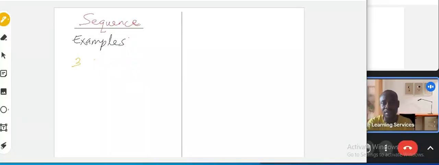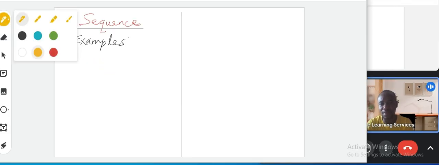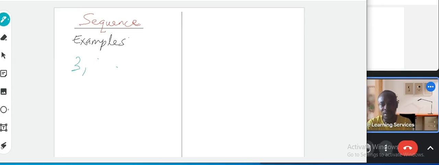Okay, look at this. Look at what I'm writing. 3, 7, 11, and so on. Let me write it properly, maybe with a blue pen. 3, 7, 11. By the way, what do you think the next one should be?